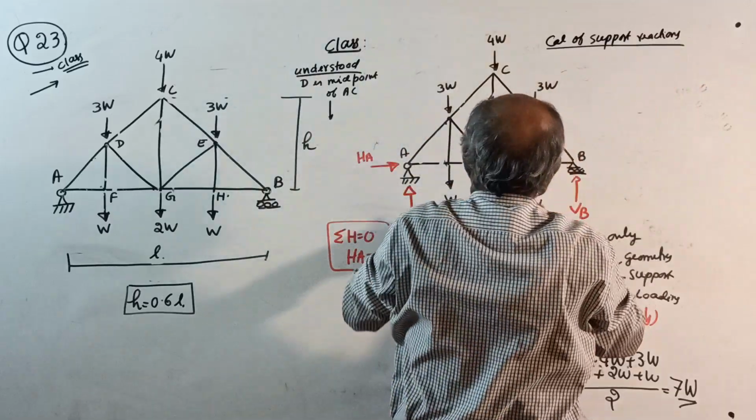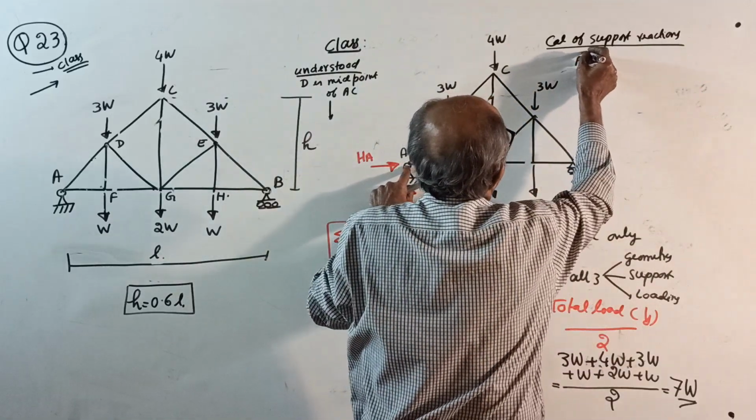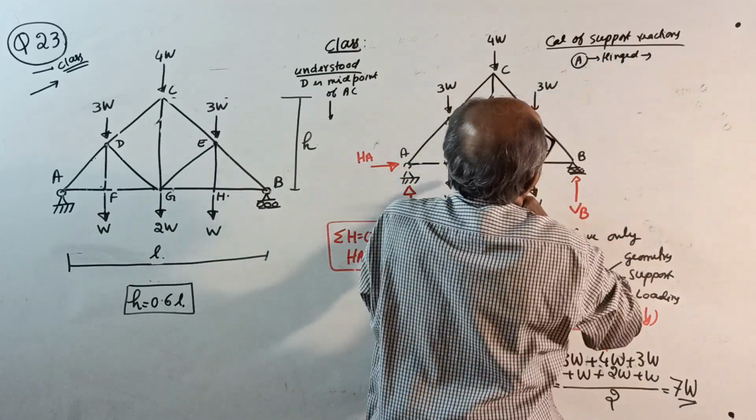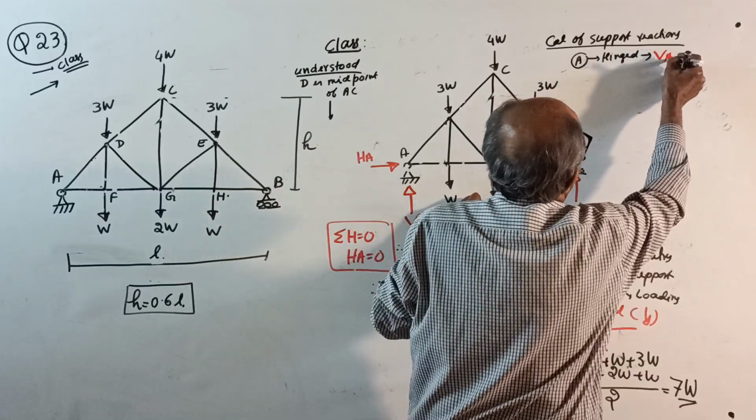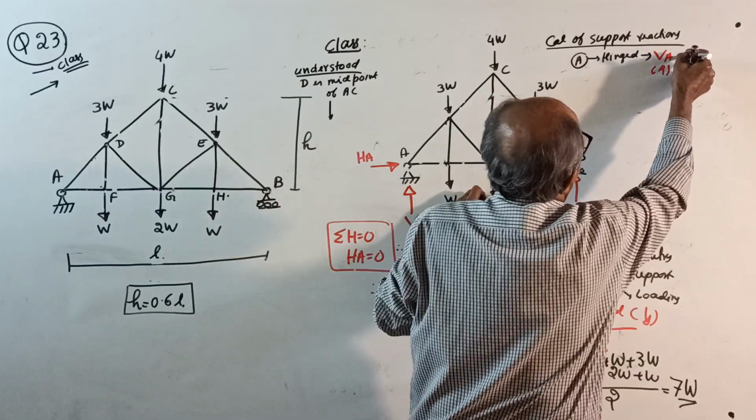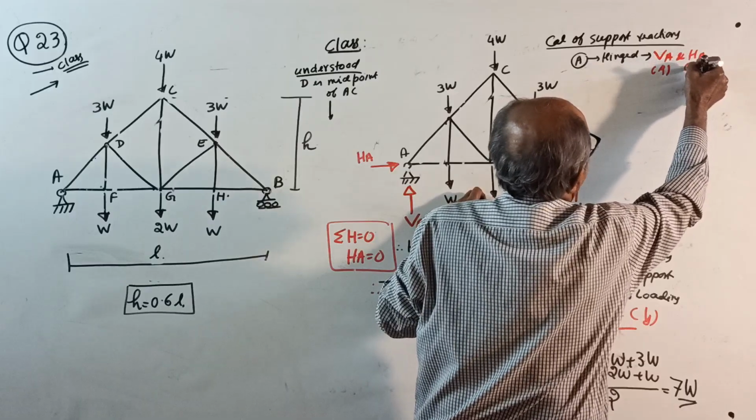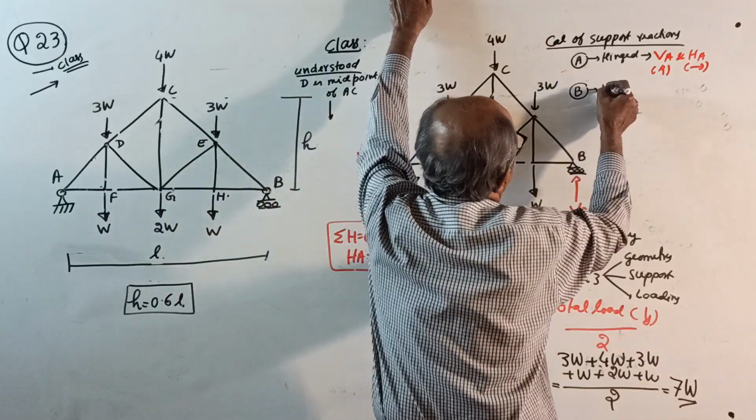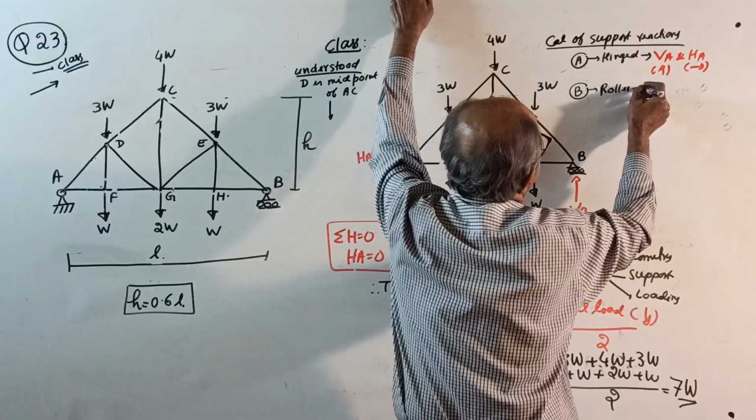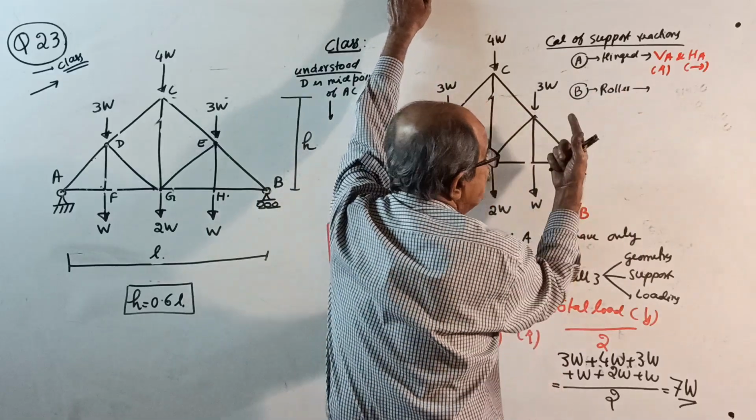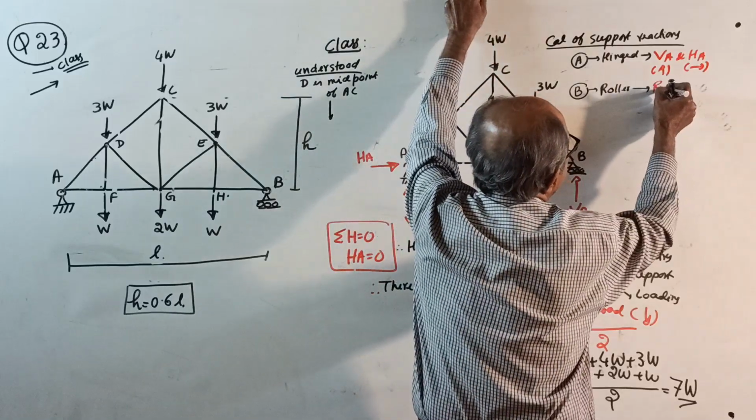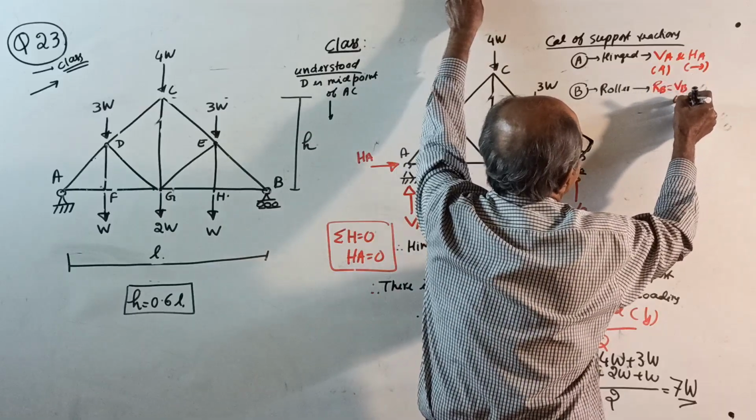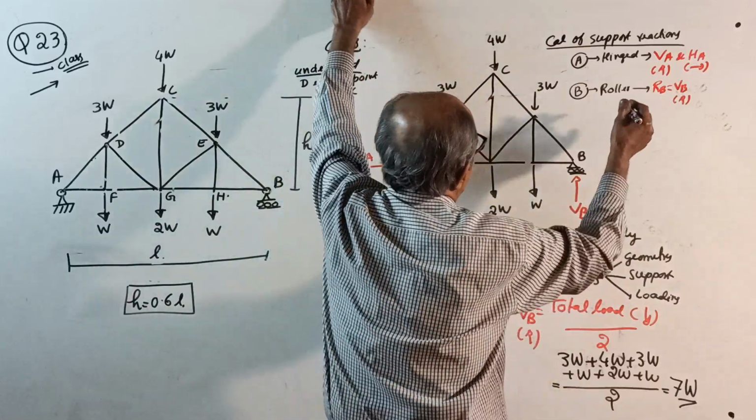Correctly observe. See, first write as usual. A is hinged support. Therefore, vertical reaction VA assumed upwards and horizontal reaction HA assumed to the right side. Okay. And B is roller support. Therefore, the reaction is perpendicular to the plane, that is RB, vertical reaction VB, assumed to be upwards. Okay. Now, put a neat sketch.